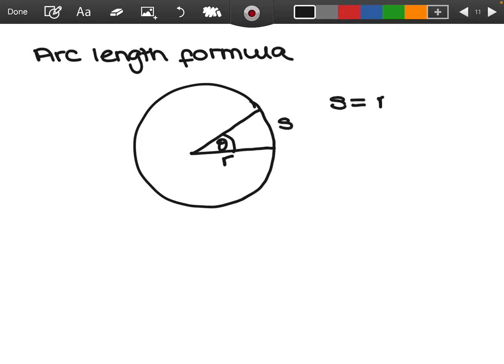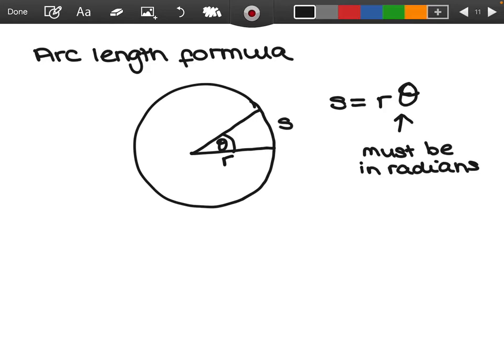When you have this arc length formula, it tells us that that arc length S is equal to R multiplied by theta. Okay, theta is that central angle that we have where we've got the initial and terminal rays. But a big thing here is that theta must be in radians, otherwise this formula doesn't work.